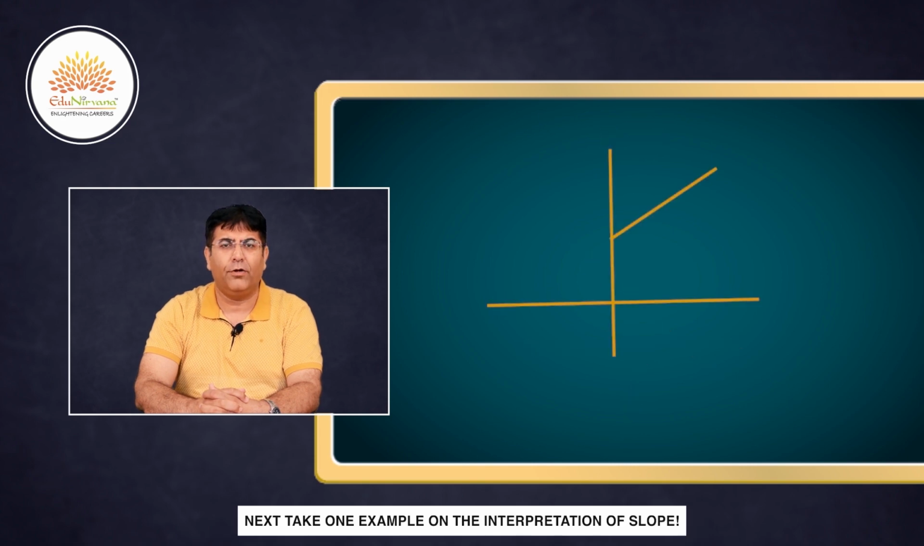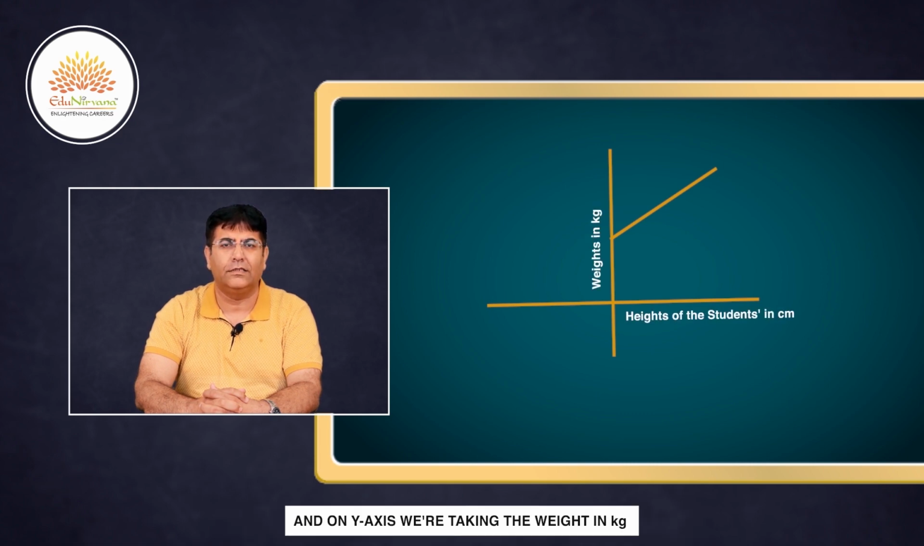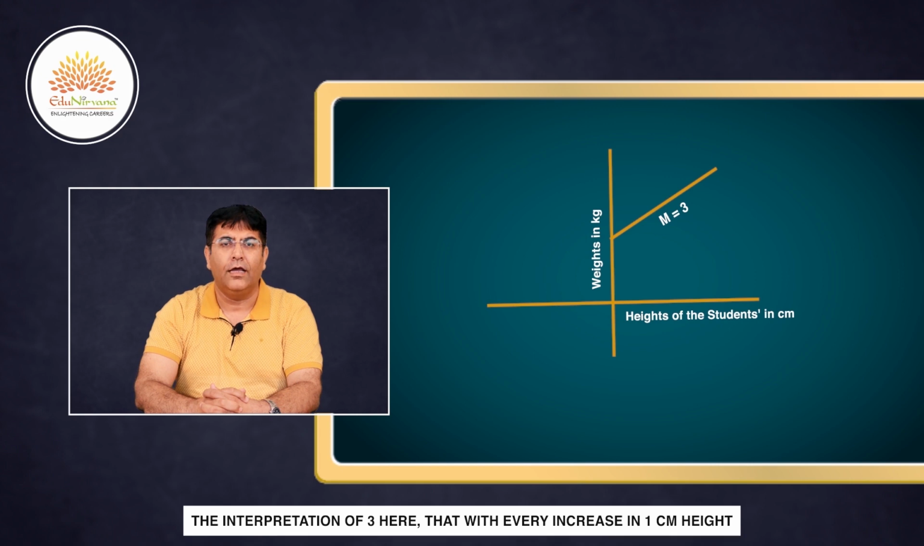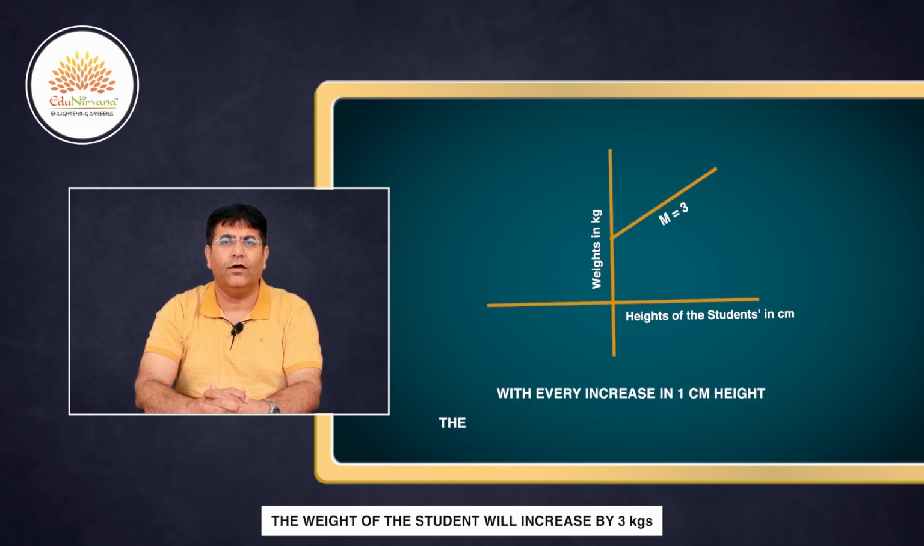Let's take one example on the interpretation of slope. On x-axis we are taking the heights of a student in centimeter, and on y-axis we are taking the weight in kg. Here the slope is 3. What is the interpretation of 3 here? The interpretation of 3 here is that with every increase in 1 centimeter height, the weight of the student increased by 3 kg. This was all.